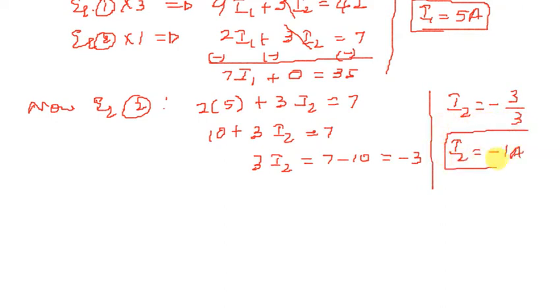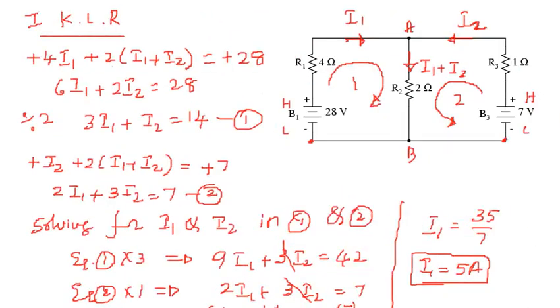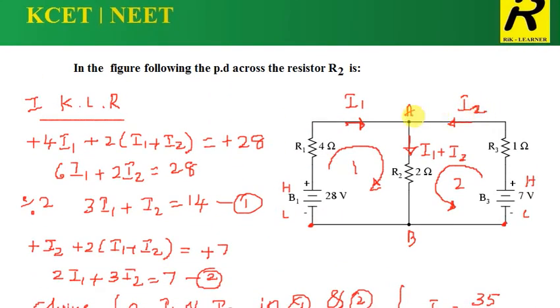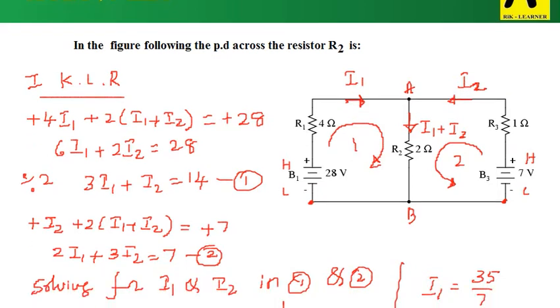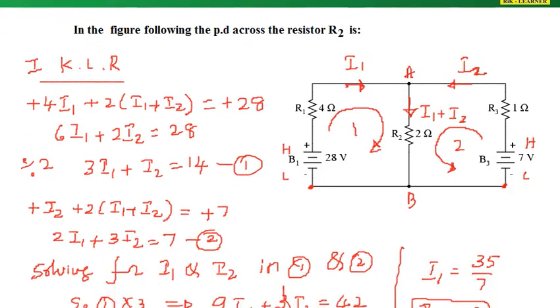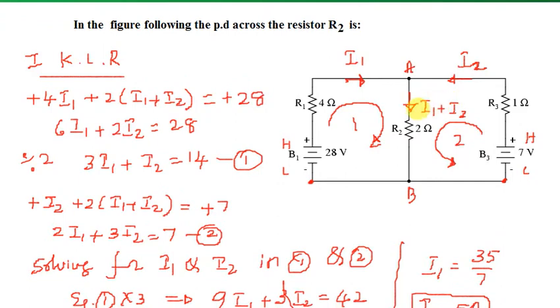The significance of this negative sign here in this value says that the current what we treated in this direction is in actual opposite. Okay, that is the meaning of the negative what we got, right? So now in the middle branch the total current is I1 plus I2, right?